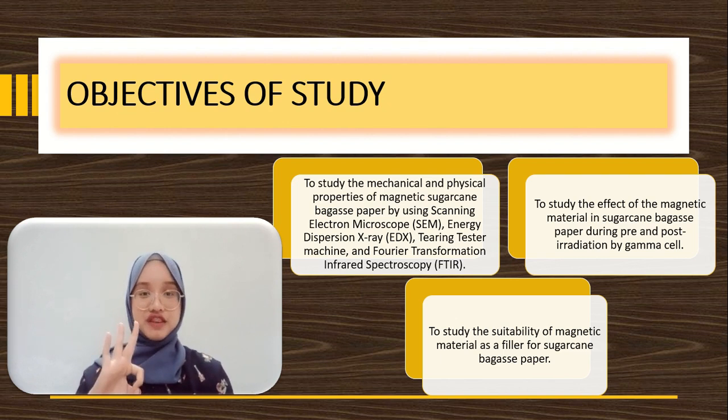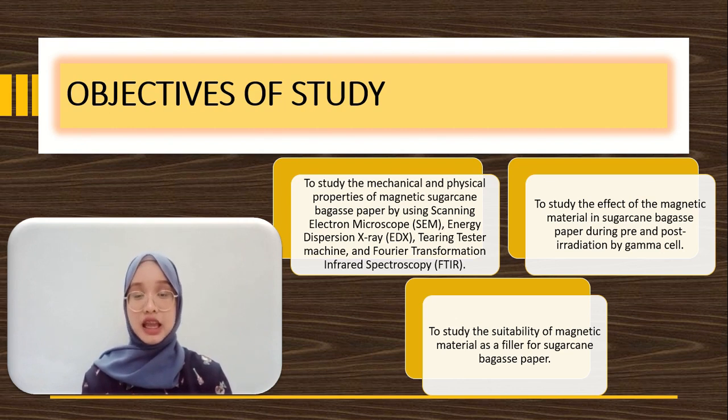There are three objectives in this study. First is to study the mechanical and physical properties of magnetic sugarcane bagasse paper by using scanning electron microscope, energy dispersion X-ray, tensile tester machine, and Fourier transformation infrared spectroscopy.